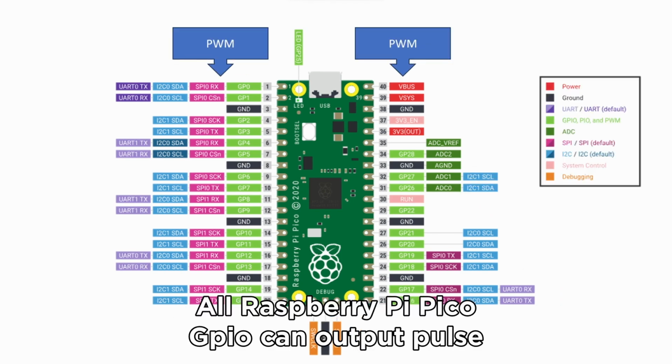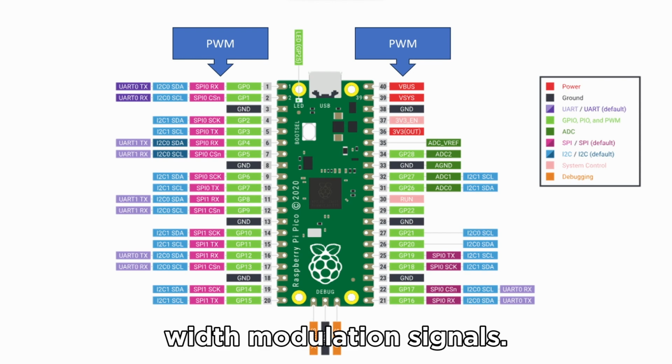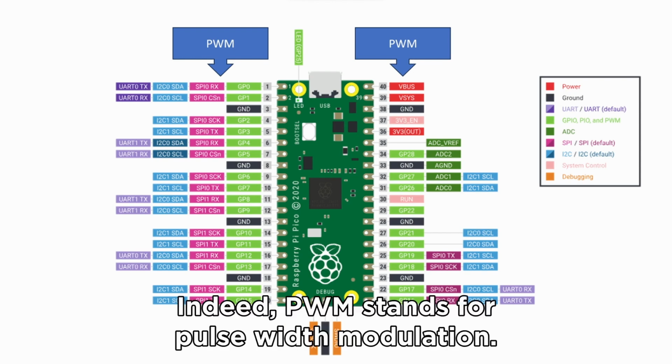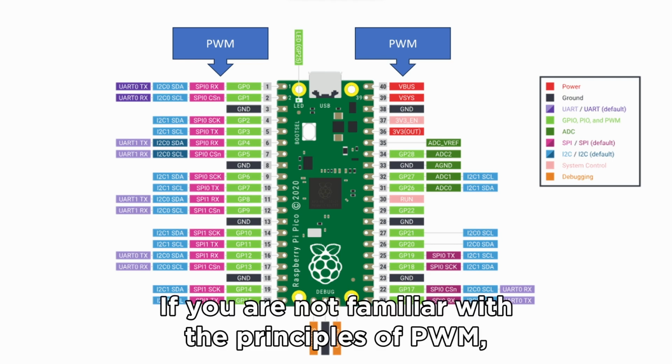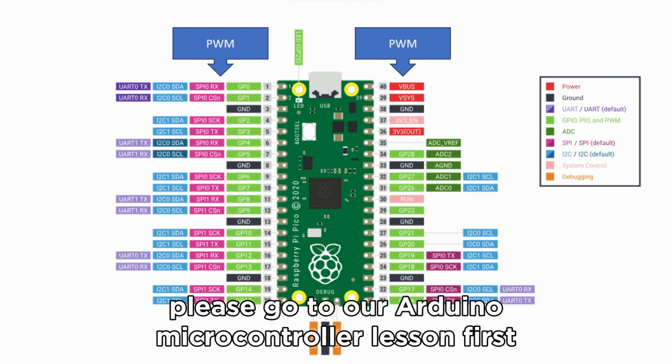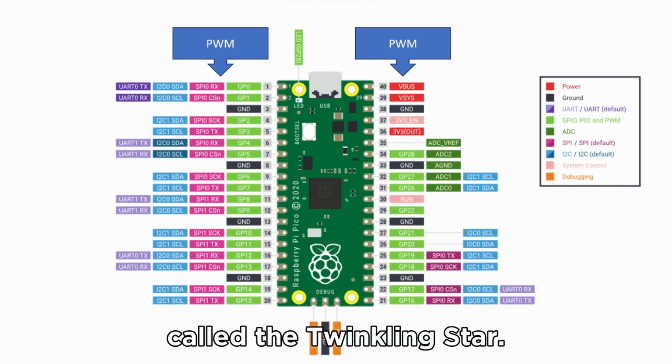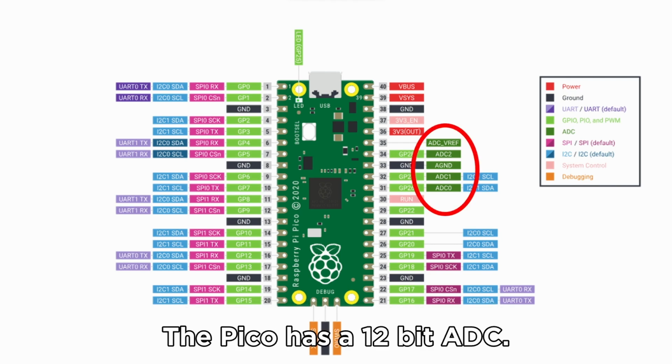All Raspberry Pi Pico GPIOs can output Pulse Width Modulation signals. Indeed, PWM stands for Pulse Width Modulation. If you are not familiar with the principles of PWM, please go to our Arduino microcontroller lesson first, called the Twinkling Star. The Pico has a 12-bit ADC.